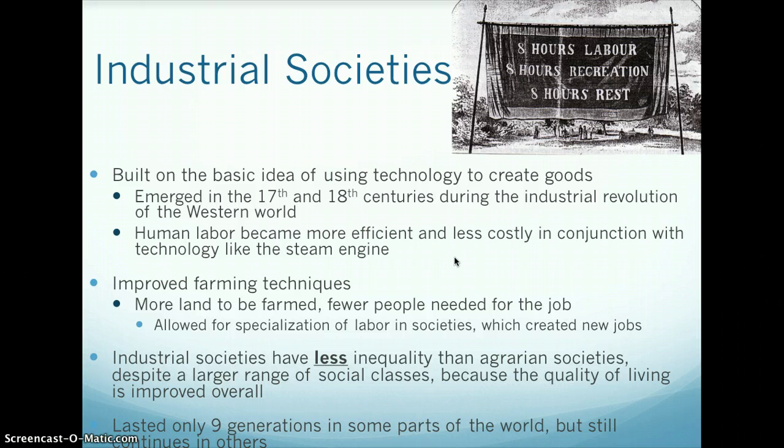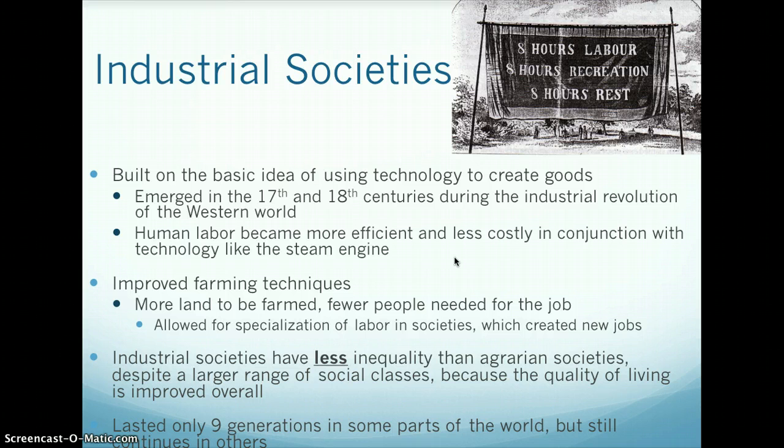So industrial societies often have less inequality than agrarian societies, even though there's a larger range of social classes and a larger range of possible jobs, because the overall quality of living is much better. If you think about somebody in your neighborhood, maybe the person that's not as well off, or someone you've encountered before, those people typically still have access to technology in some way. They might have a cell phone, they might have access to a TV, maybe they're able to utilize a community computer like in a library. So still, they have a better quality of life in general than somebody who's currently living in an agrarian society in the world that might not have access or familiarity to any technology.